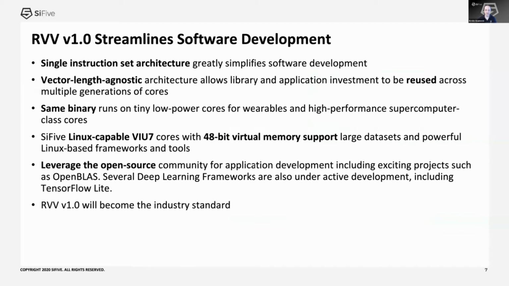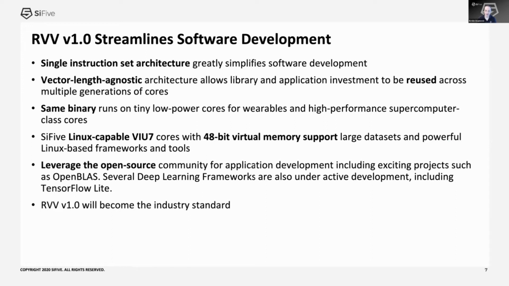So repeating some of these points, the single ISA helps software development. RISC-V Vectors is a vector length agnostic architecture, meaning that the code does not rely on knowing the number of bits in each vector register. So you can have very small cores with only 32 bits per vector register, or very large cores with 16 kilobits per vector register, for example. And the same binary code can run across those.